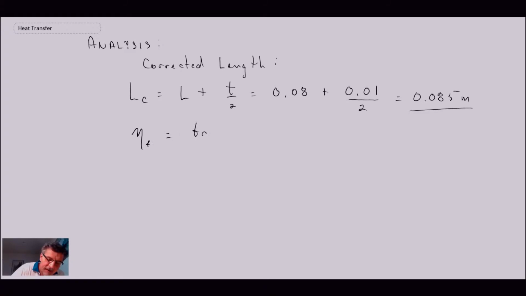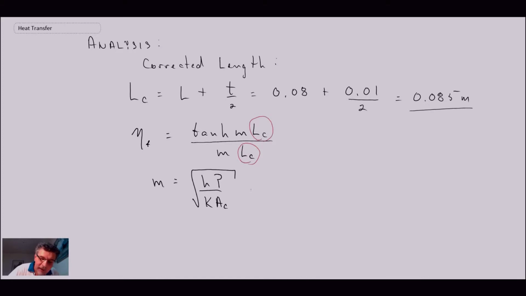The efficiency, and this is the advantage of being able to use case 3 solutions, it is much simpler. The only thing that we need to do in using case 3 is enter the corrected length instead of the normal length. And in there, little m, if you recall, when we derived the solution from the fin equation, it's the square root of HP divided by K times cross-sectional area AC. And so with that, we can plug in values.